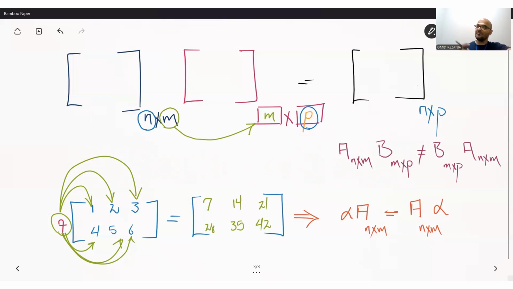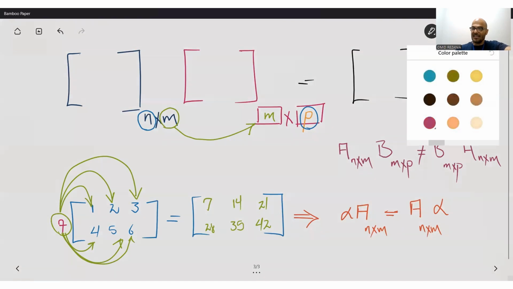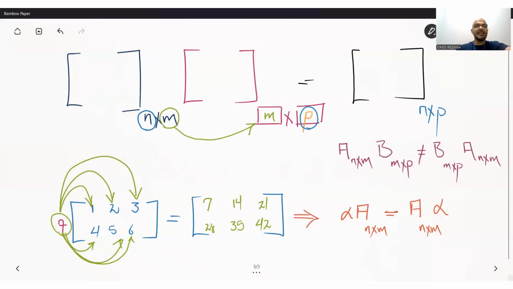They are not compatible because look at the left. Look at the compatibility test. I have M and M, they match. They satisfy the compatibility for the multiplication. Look at the right side. This is P, this is N. They are not the same. Means that they cannot even be multiplied together. Then as a result, I call it rule number one.